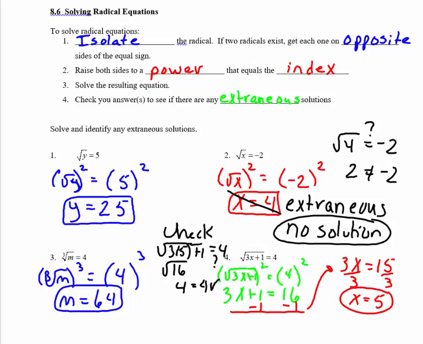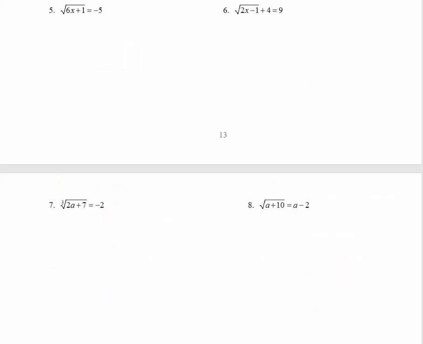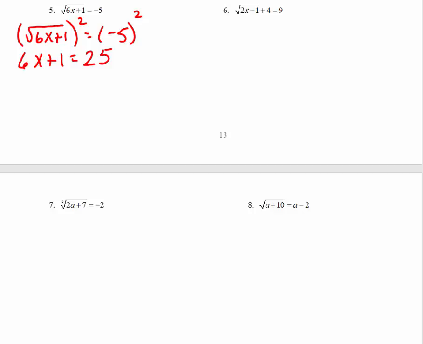Number 5, the square root of 6x plus 1 equaling negative 5. So what do we need to do? Isolate. It's already isolated, so we'll raise both sides to a power that equals the index. The index is a 2, so I'll raise both sides to the square power. When I do so, on the left hand side, the square and the square root just cancel each other out, and negative 5 squared is positive 25.